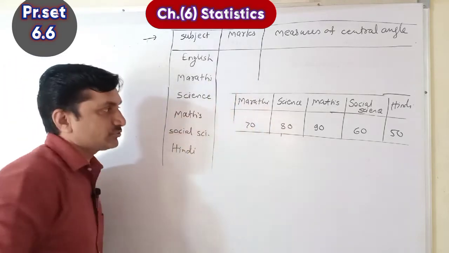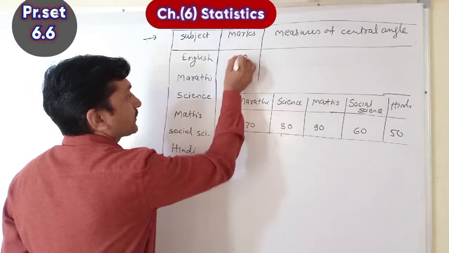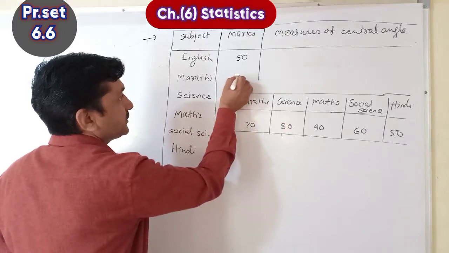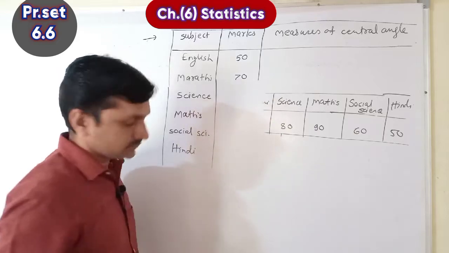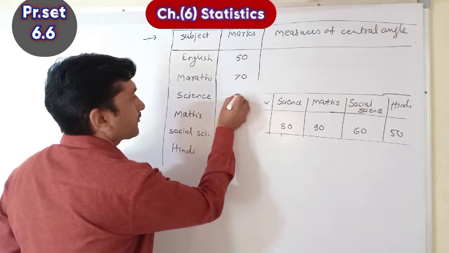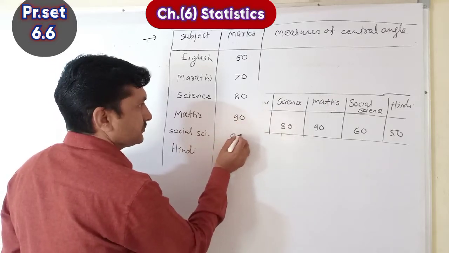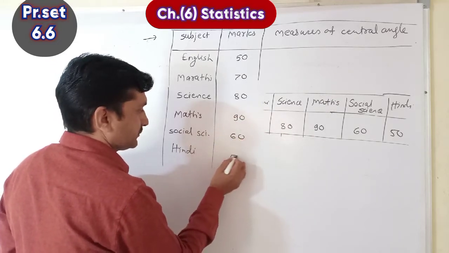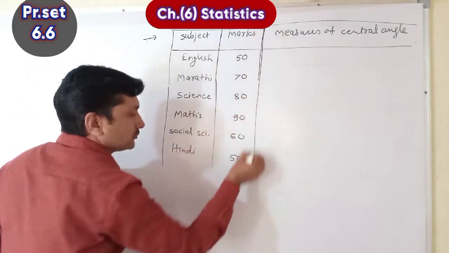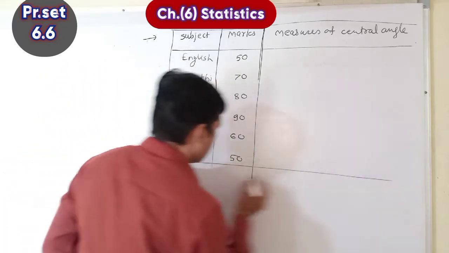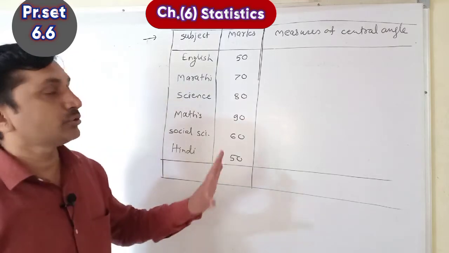Now marks we want. Column is of marks. English 50, Marathi 70 here, Science 80, Maths 90, Social Science 60 and Hindi 50. Okay, we have drawn this table we want for the pie diagram. Without this table we cannot draw a pie diagram.